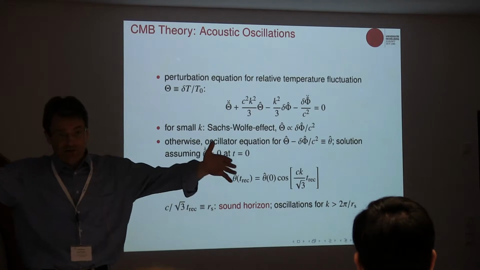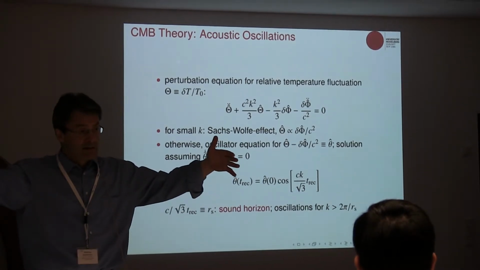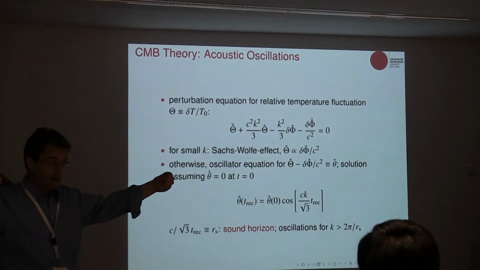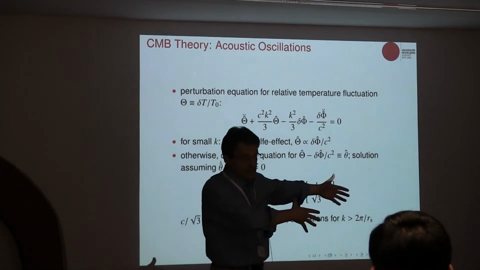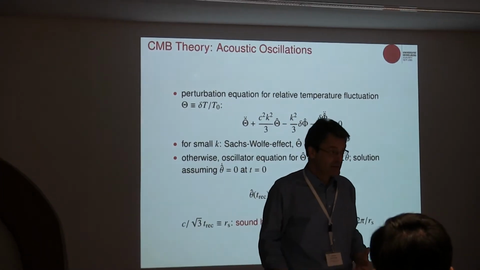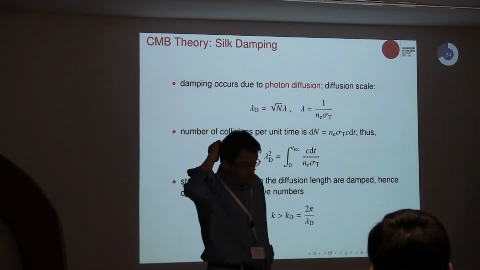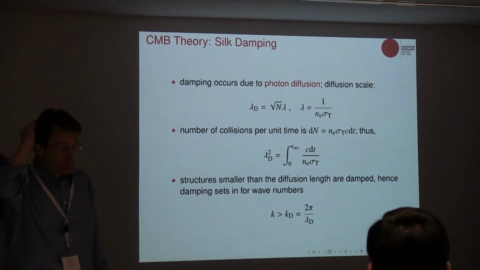On scales larger than the sound horizon, the Sachs-Wolfe effect will dominate, and the only temperature fluctuations that you will see in the cosmic microwave background are caused by potential fluctuations. And then on scales smaller than the sound horizon, acoustic oscillations will set in, and you will see an oscillatory pattern. But that's not all. Now remember what we saw yesterday?